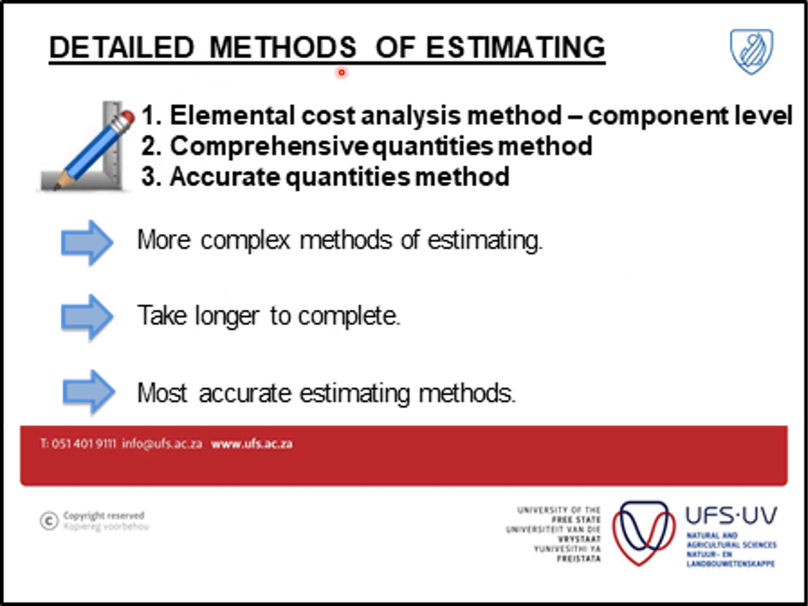The detailed methods are the elemental cost analysis method up to component level. We've looked at the analysis method so far. Then there is the comprehensive quantities method, which we're going to delve into, very similar to your accurate quantities. Your accurate quantities will be your BOQ that you produce and go out on tender with. They are obviously more complex estimation methods than the previous ones. They take longer to complete and are the most accurate of all the methods.